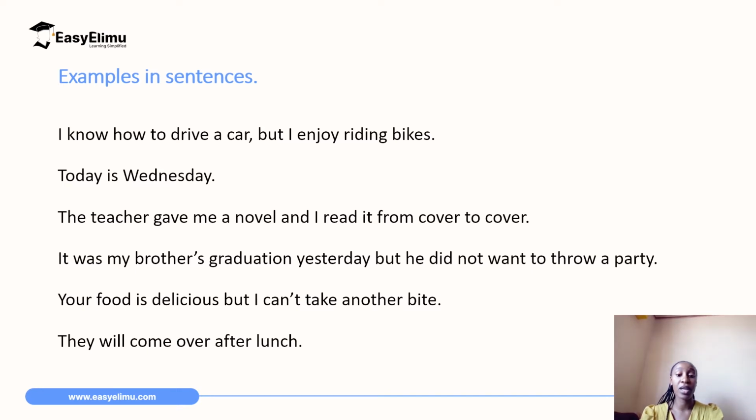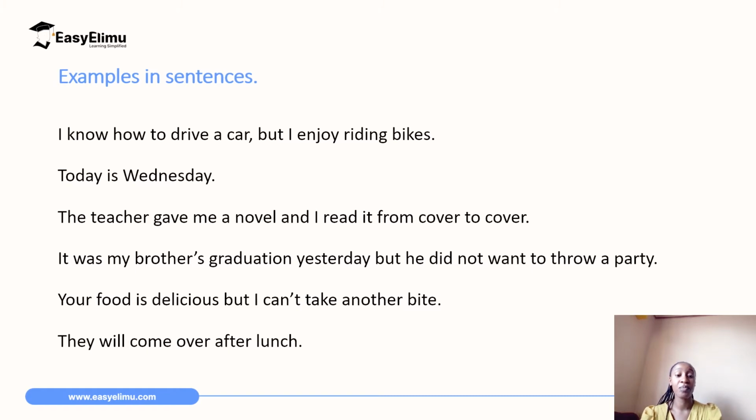It was my brother's graduation yesterday, but he did not want to throw a party. It was my brother's graduation yesterday is an independent clause, and but he did not want to throw a party is not an independent clause. Your food is delicious, but I can't take another bite. So your food is delicious. That is the independent clause.